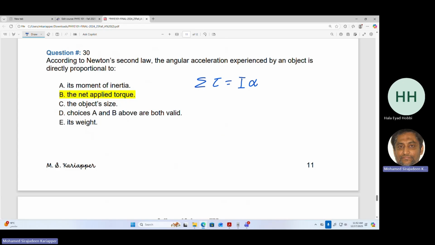So now you know the answer. Angular acceleration is directly proportional to the net torque. Angular acceleration is inversely proportional to the moment of inertia. So it's saying directly, so the answer is.